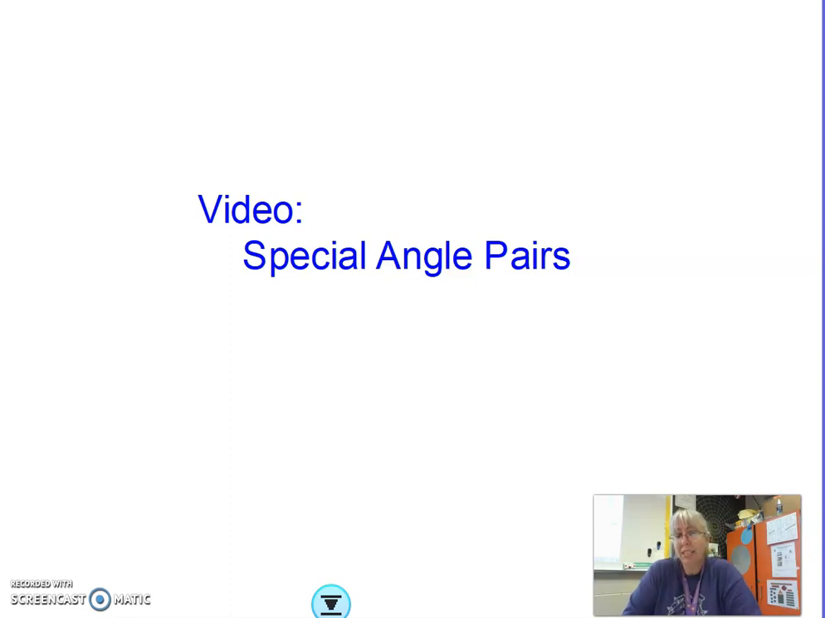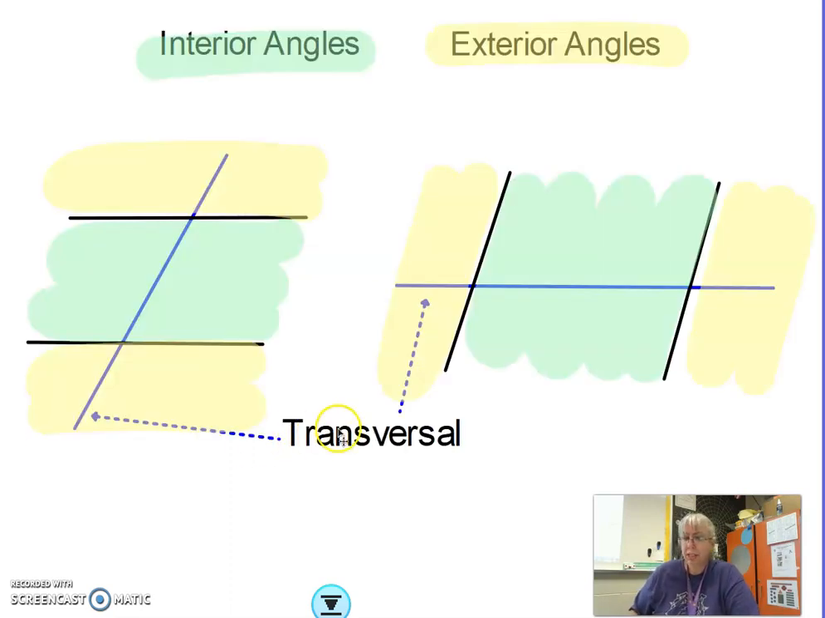Welcome back. This video is over special angle pairs formed by parallel lines crossed by a transversal. So first, what is a transversal? Well, a transversal is the line that crosses the other two. So that would be this line right here, this blue line, or in this case, this blue line. Those are your transversals.